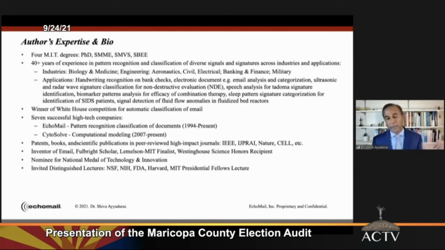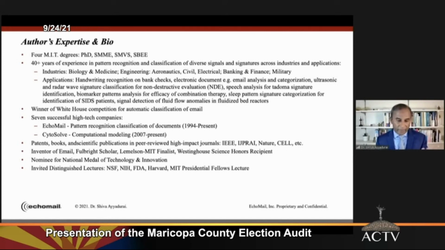emails. Did a lot of work for many years as an undergraduate, helping deaf-blind analysis of signature pattern analysis there. Currently, I work in a company called Cytosolve, where we're looking at analysis of signals, biomarker signals, to figure out the right combinations of medicines. That company actually got a multi-combination therapy allowed by the FDA for pancreatic cancer.